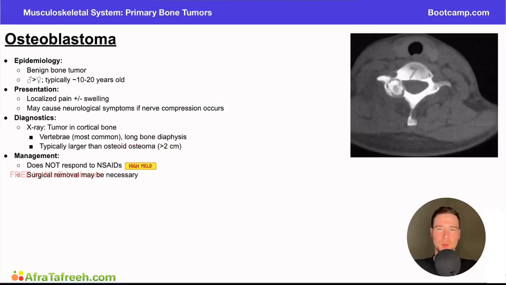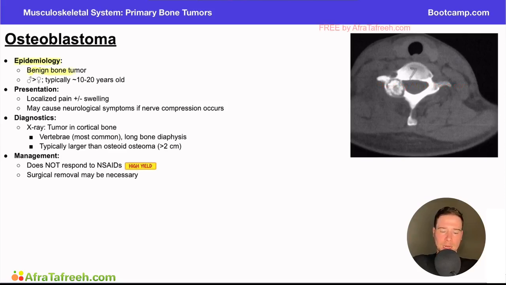So in this next video, we're going to talk about another primary bone tumor, which is also benign, and that is the osteoblastoma. Remember, in a previous video, we talked about the osteoid osteoma. Key point that we need to be able to differentiate these two bone tumors from one another. So when we talk about the osteoblastoma, let's jump in with the epidemiology.